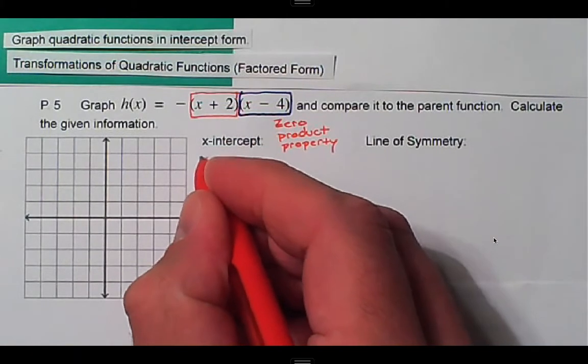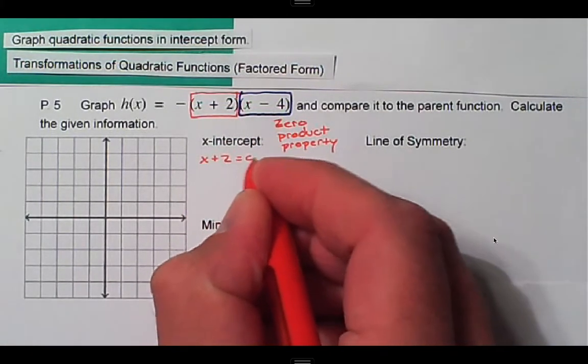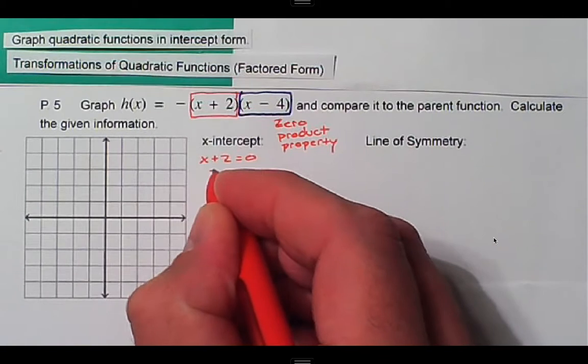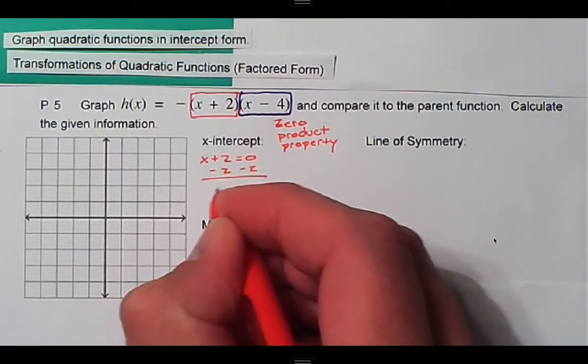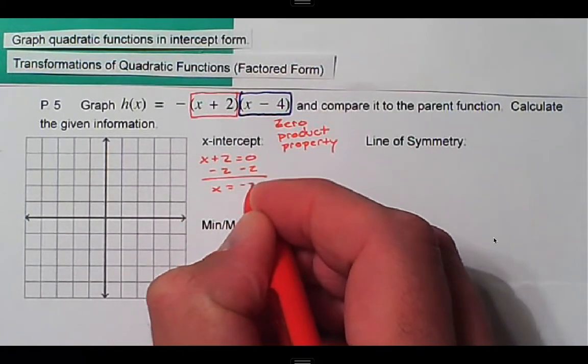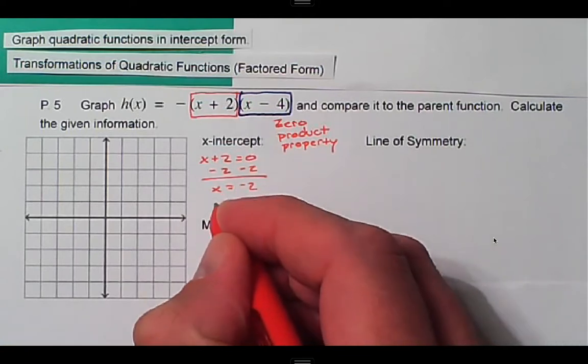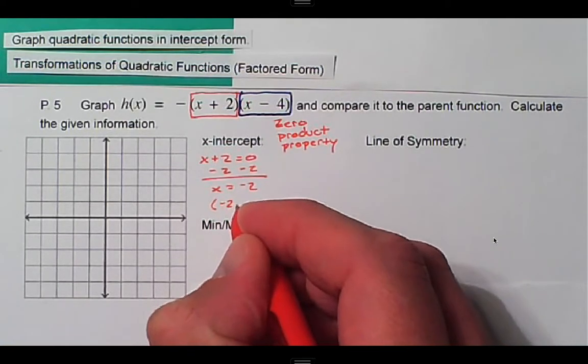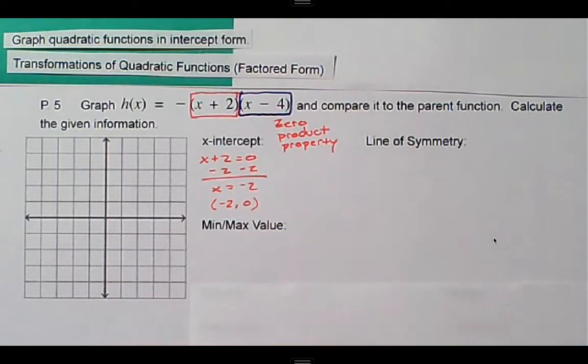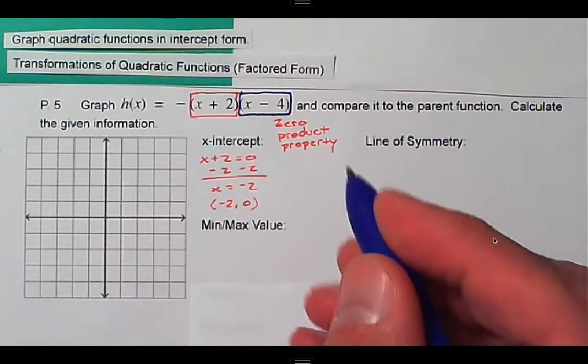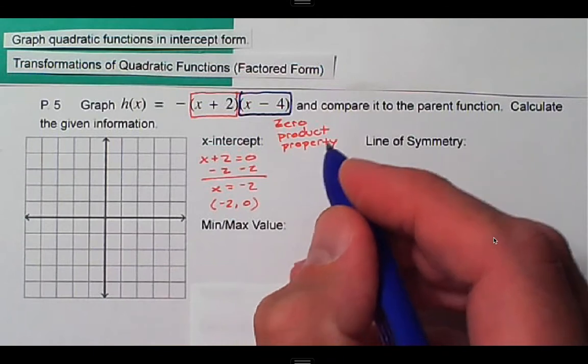So we'll say x plus 2 equals 0, and the way that we get x by itself is we subtract 2. So we get x is equal to negative 2. So that tells us that at negative 2 comma 0, we have a 0, or the graph will cross the x-axis.